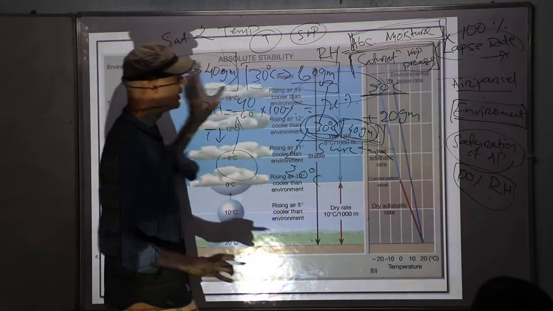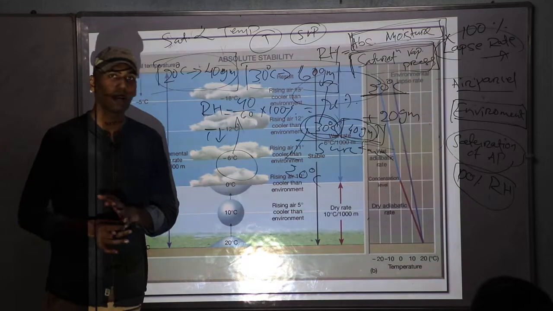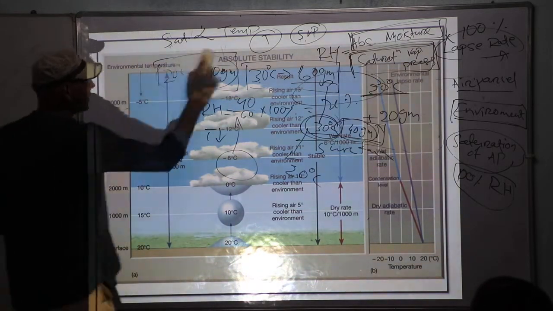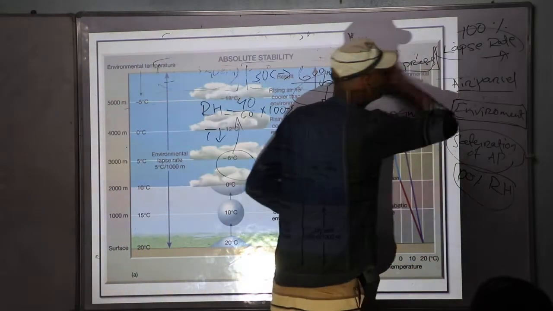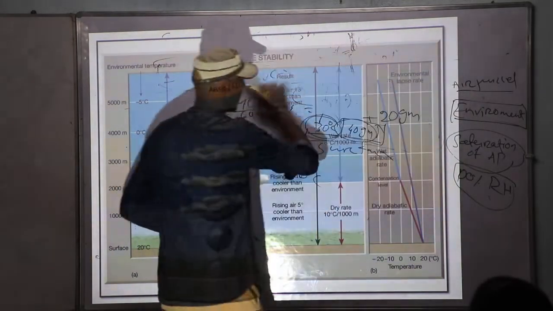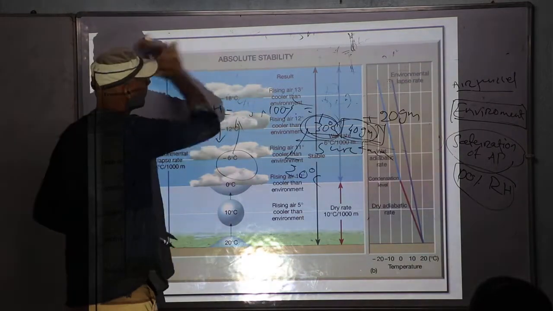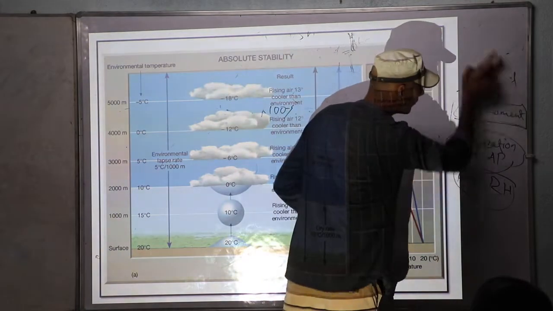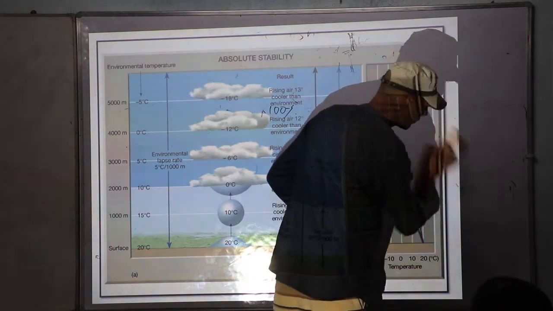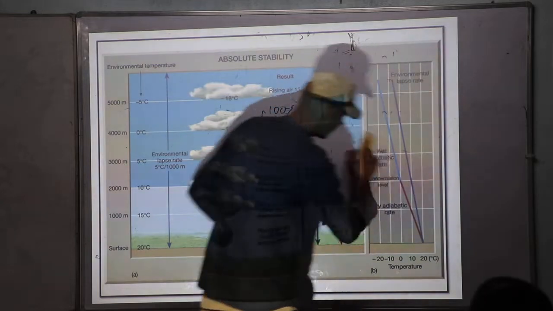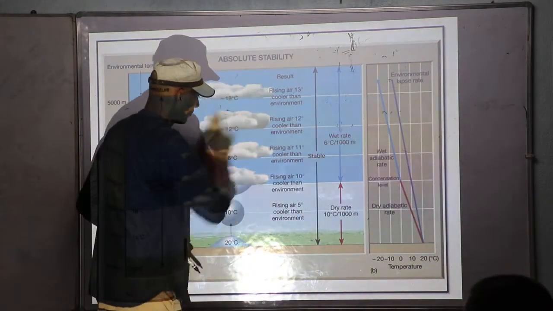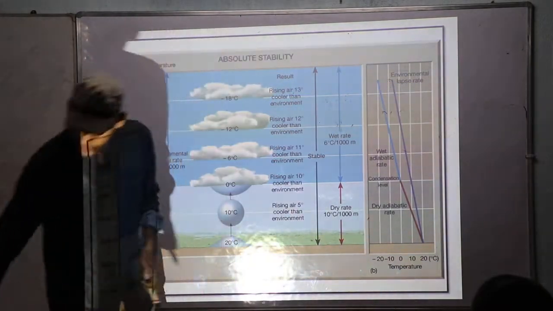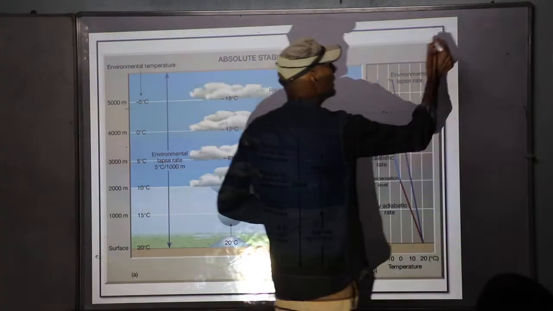Now I am starting with the different conditions, that is absolute stability, instability and conditional stability. So starting with the first one, absolute stability. First of all, what is the condition of stability?